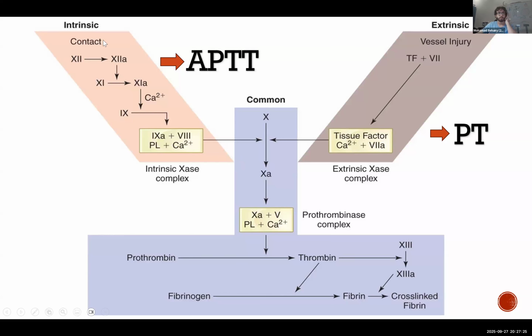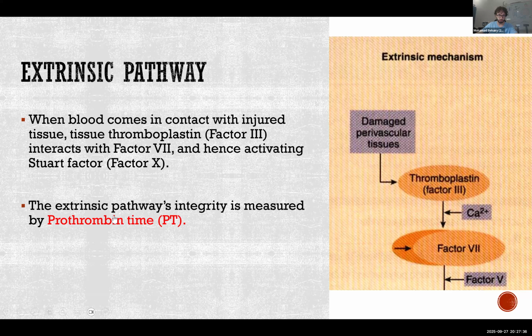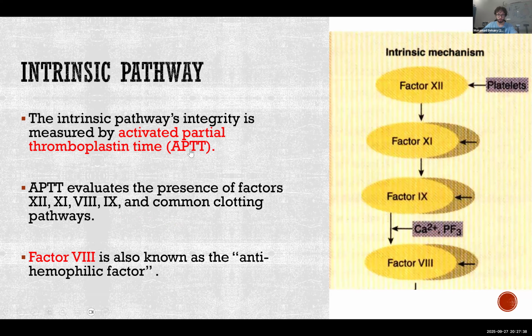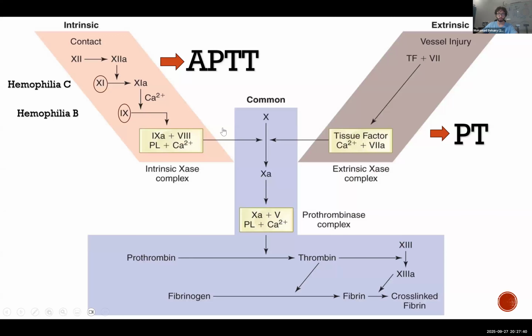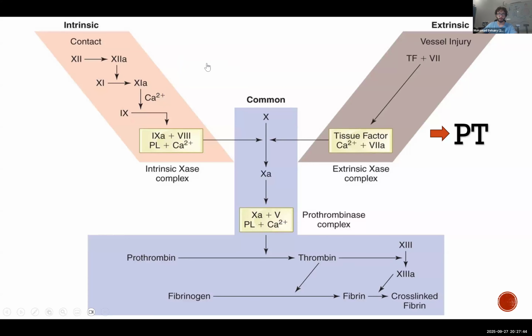Now, someone asked about the PT and APTT labels. In the next two slides, I have full descriptions about them, and I'll explain them to you. For now, I just want you to memorize that APTT measures how well the intrinsic pathway is working, and PT measures how well the extrinsic pathway is working. Do we have a deal?